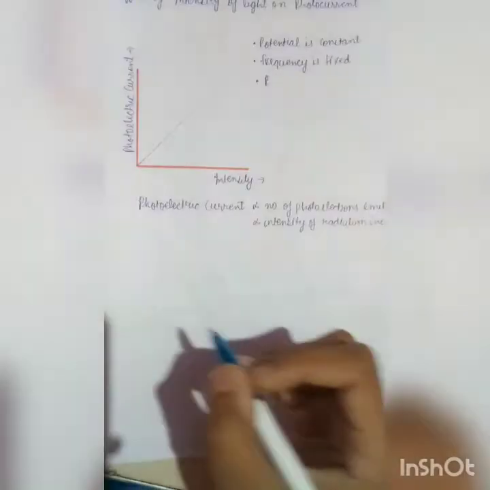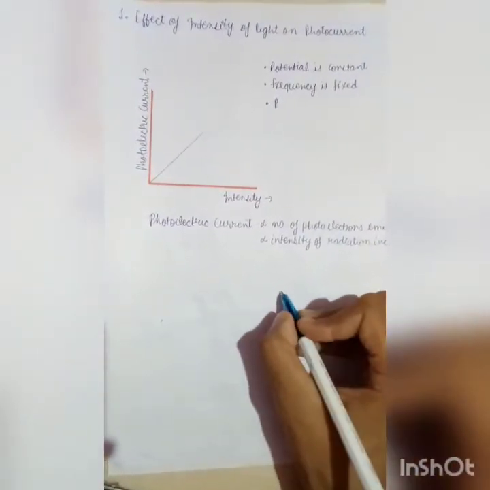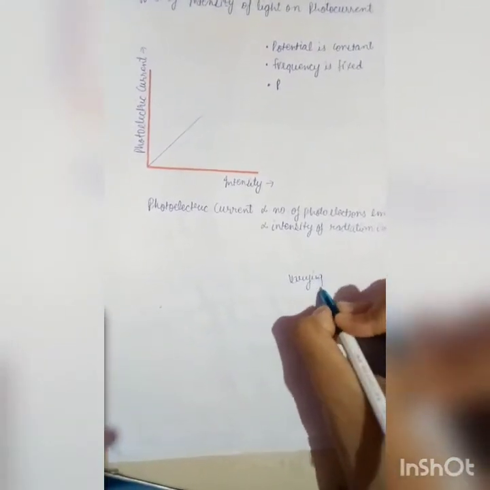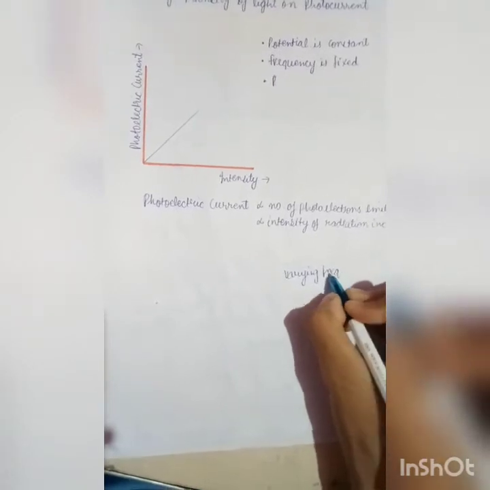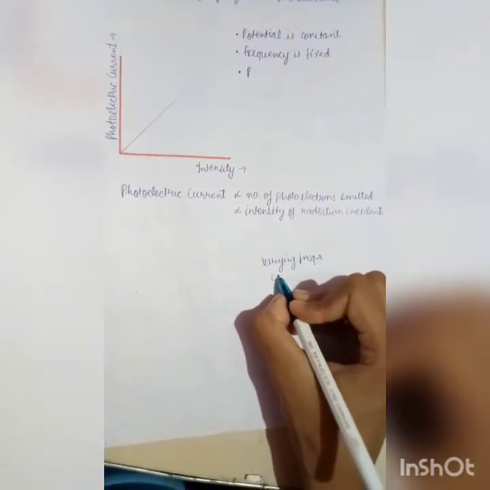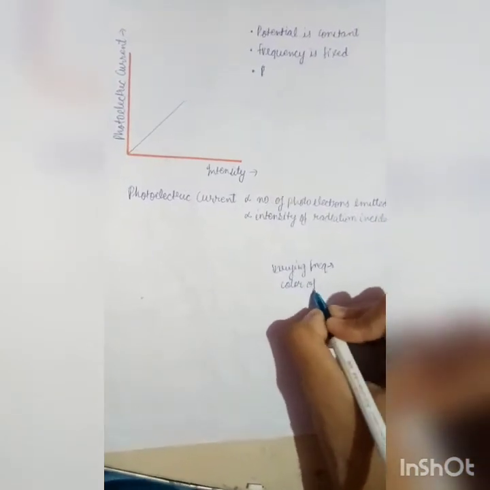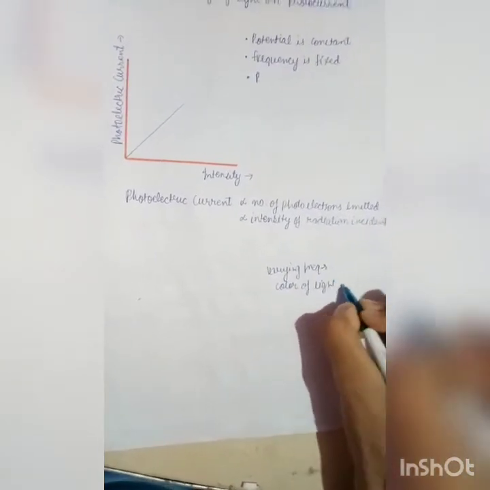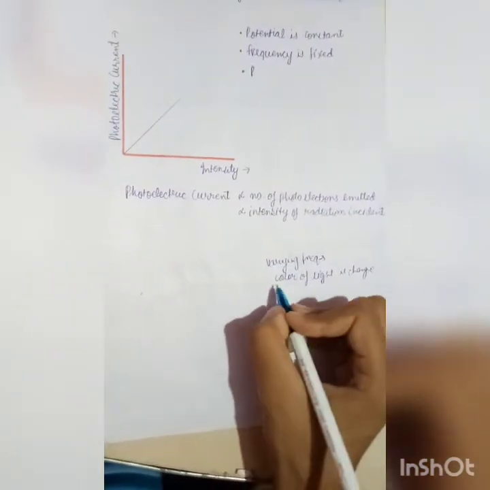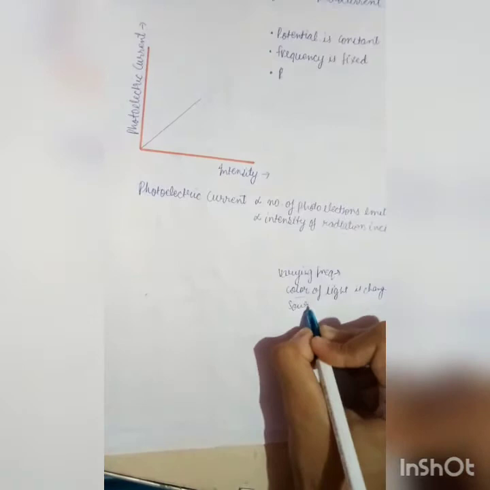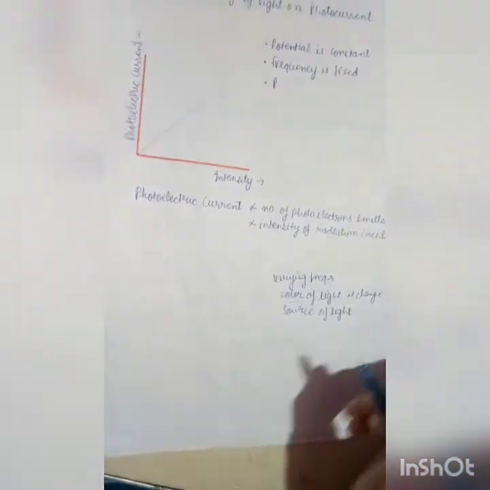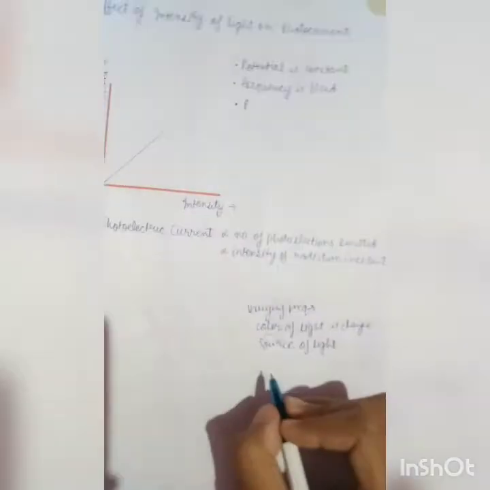So first of all, let me tell you what we mean if we say we are varying frequency. If we are varying frequency, it means that we are changing the color of light. Color of light is changed. Color of light means we are changing the source of light. That means the source of light can be of any radiation.